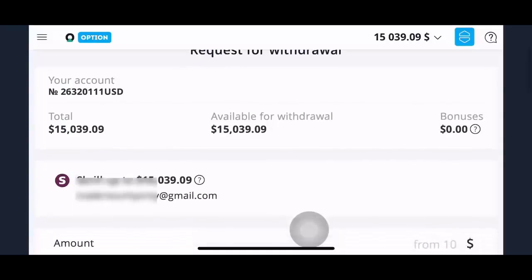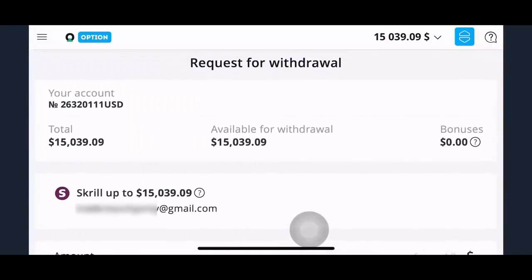As you can see, I have deposited through Skrill. So when I want to withdraw this $15,000, I am entitled to get it to my Skrill account, because you cannot change the mode of your transaction. If you have deposited through Visa, you can withdraw through Visa. If you have deposited through Skrill or Neteller, you can only withdraw to your Skrill and Neteller account.